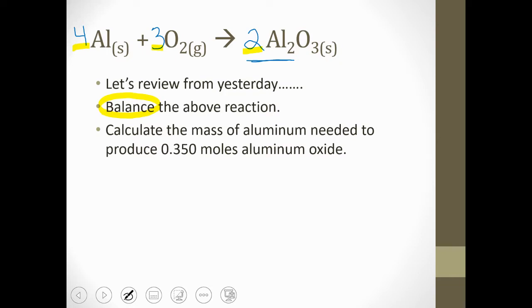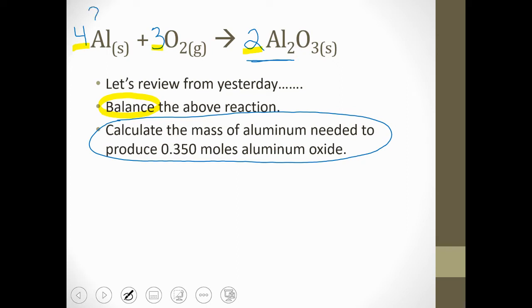Now remember, those coefficients can represent individual atoms, molecules, and formula units, or they can represent moles of each substance. So using them in the mole format, I could answer a question like this. Calculate the mass of aluminum, that would be this one, needed to produce 0.350 moles aluminum oxide. So we know how much aluminum oxide we have, and we need to figure out how many grams of aluminum are needed. Remember, always start with the number you're given, 0.350 moles of the aluminum oxide.